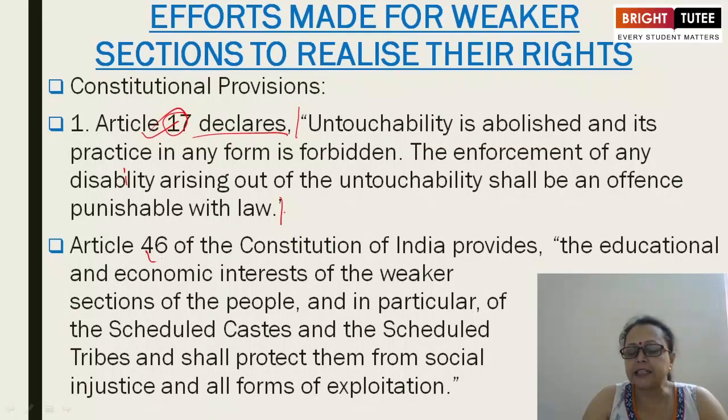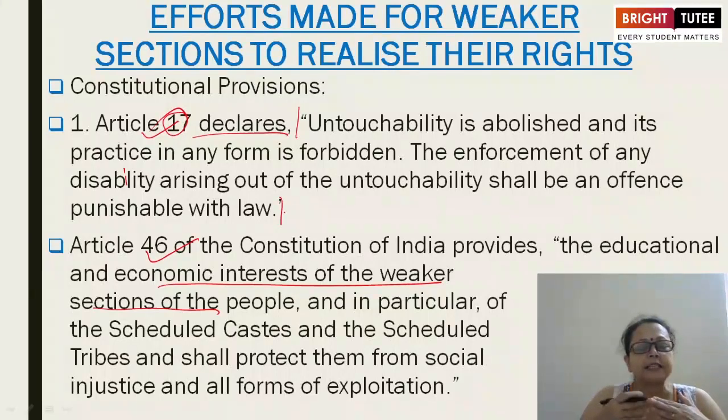Article 46 says that the Constitution of India provides for the educational and economic interest of the weaker sections. Here we are going to concentrate only on the constitutional provisions for the upliftment of the weaker sections.